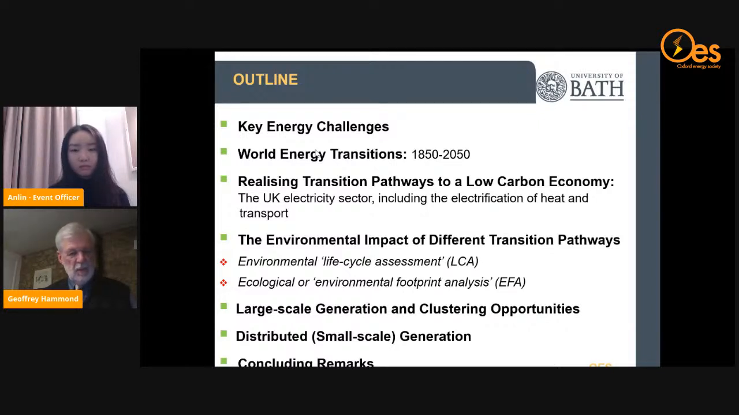And we did that in 2 ways. We looked at the environmental life cycle assessment of the pathways, and we used a technique called ecological or environmental footprint analysis. And after I've said a few words about that, I'll talk about large-scale generation and what are the clustering opportunities, how we might extract carbon from power plants, but also from industrial plants. And towards the end, I'll say a little bit about distributed generation, small-scale generation, because that formed part of one of the transition pathways we looked at. And finally, I'll have some concluding remarks. Can I have the next slide, please?